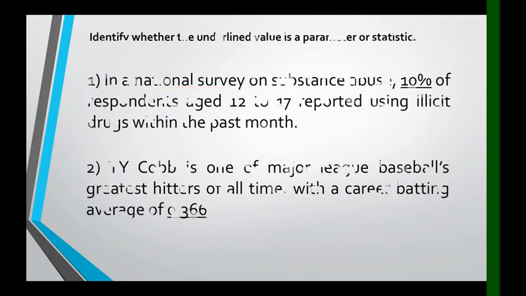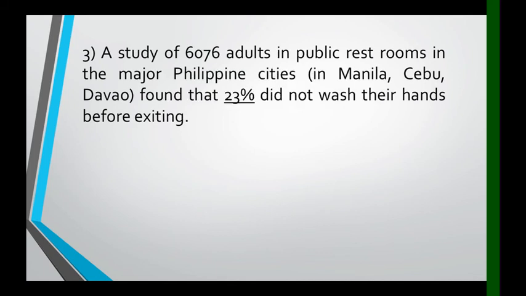Okay? Now, next is a study of 60,076 adults in public restrooms in the major Philippine cities in Manila, Cebu, Davao found that 23% did not wash their hands before exiting the bathroom. So, the underlying number is 23%. So, is it a parameter or statistic? The answer is it is a parameter because we're talking about the 60,076 adults who are using public restrooms in the major cities in the Philippines. Okay, so it is a big population.